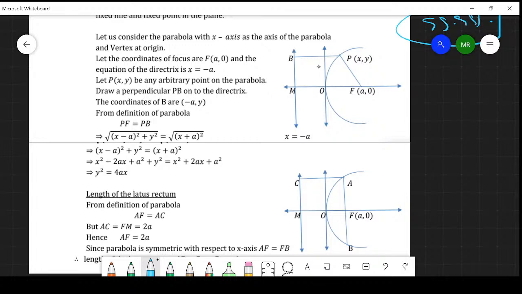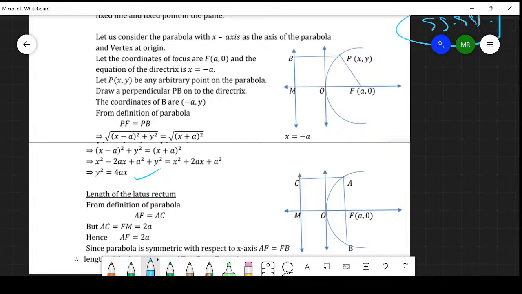We know here this is a vertical line. The value of PB is the distance between the points minus a comma y and x comma y. The distance is x plus a. Now squaring on both sides, eliminating the root and simplifying, y square equals 4ax. This is the equation of the parabola, the most important one.